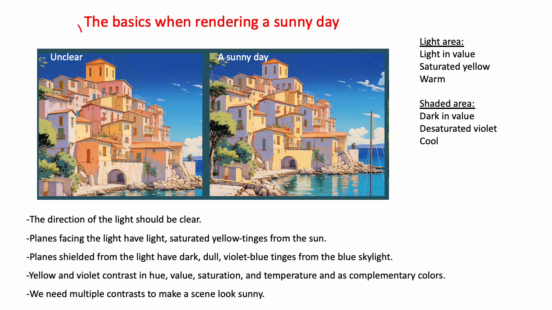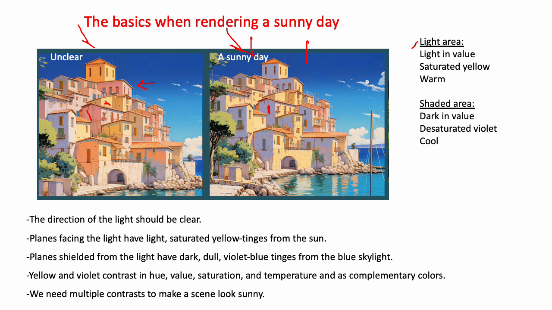I photoshopped this first image to make it look like a sunny day over here. And you can see in the first case, you don't know which way the light is coming. Is it coming from the left or the right? Because one side is yellow and one side is orange. But over here on the sunny day, I made the left side the shaded side.